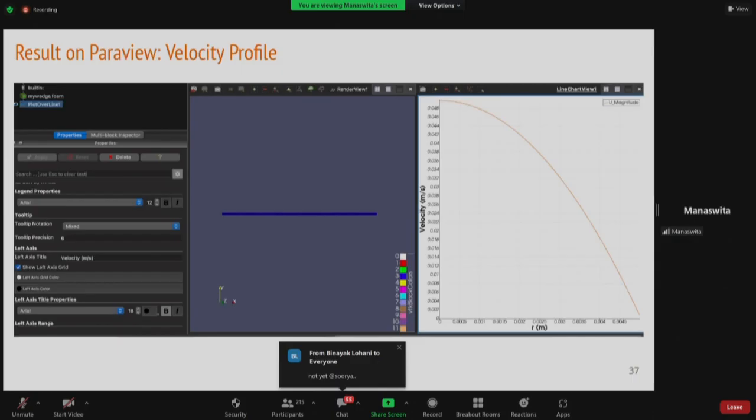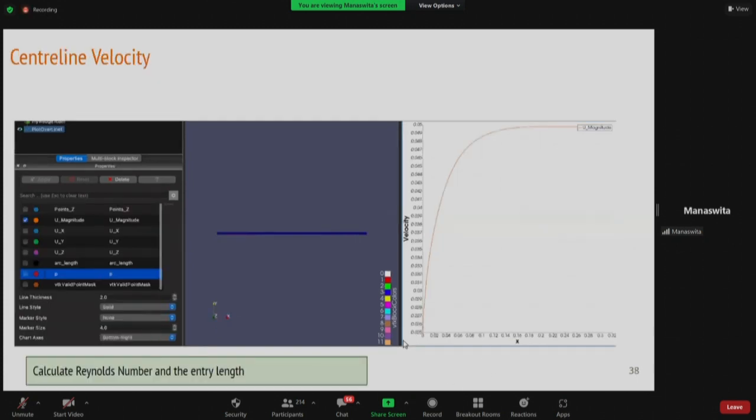250 is the Reynolds number, right? Okay, if 250 is the Reynolds number, what is going to be the entry length? For laminar flow, the entry length L by D is equal to 0.06 Re. One could go back to the textbook and check these calculations, whether I am getting the correct result.